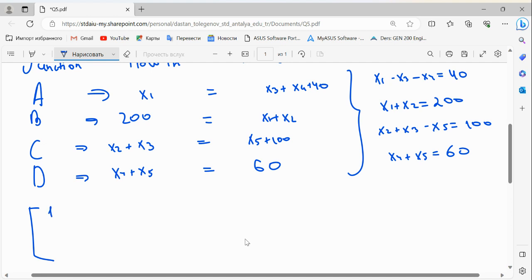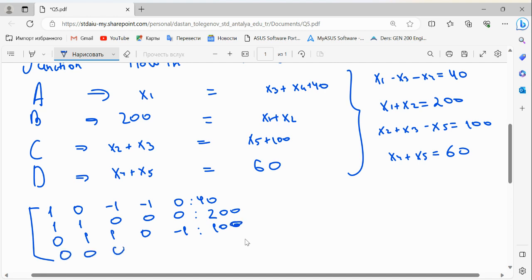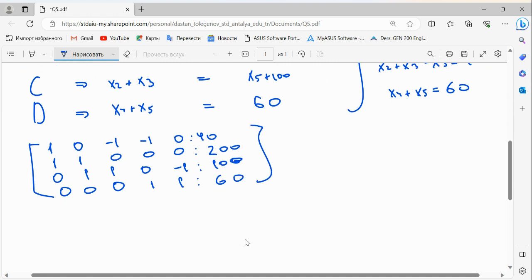So x1 is going to be 1. There is no x2, so it's 0. Minus x3 is just minus 1. Minus x4 is minus 1. And there is no x5 variable, so 0. Then 1, 1, and the others are zeros, 200. Then 0, 1, 1, 0, minus 1, 100. Then 0, 0, 0, 1, 1, 60.